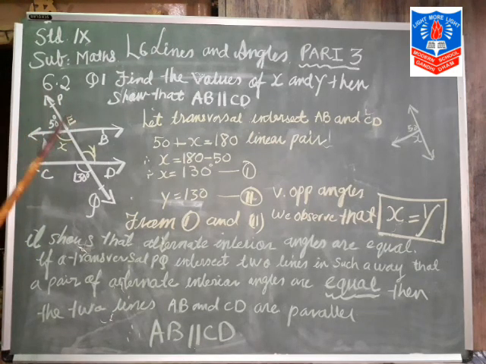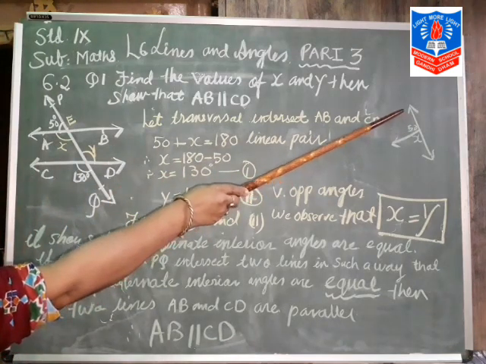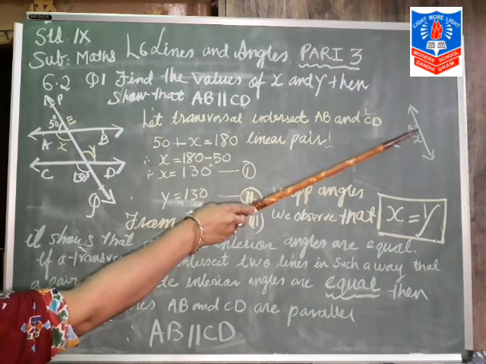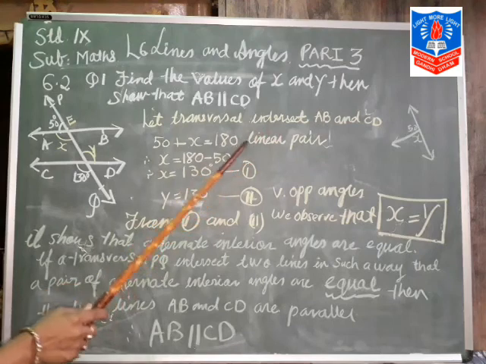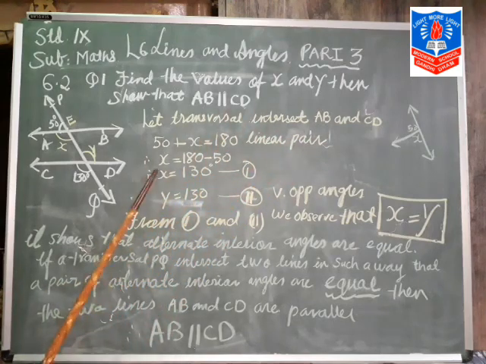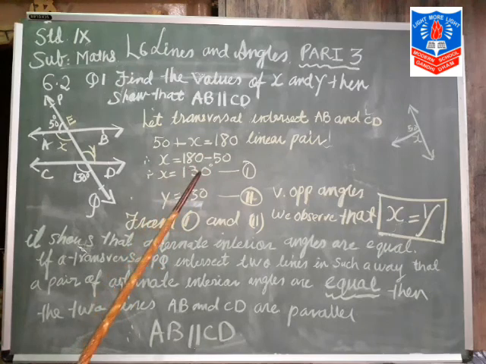Clear children? Now we will write: let the transversal intersect AB and CD. Now linear pair. AE is a common ray, but the name is not mentioned here, so we will not write it. Directly we can take the shape of the linear pair, so 50 and x. We take 50 plus x equal to 180, and mention the linear pair. So x equals 180 minus 50. So x equals 130.